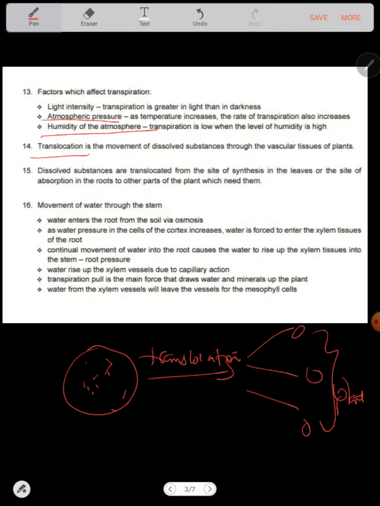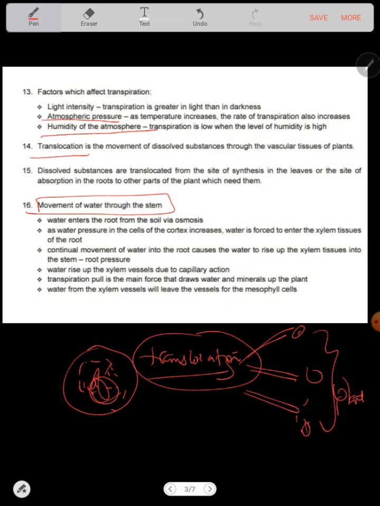Now they're saying dissolved substances are translocated from the site of synthesis in the leaves and the site of absorption in the roots to other parts of the plant which need them. So translocation transports the manufactured food to different parts which need food. How does water move through the stem? Water enters the root from the cell via osmosis.